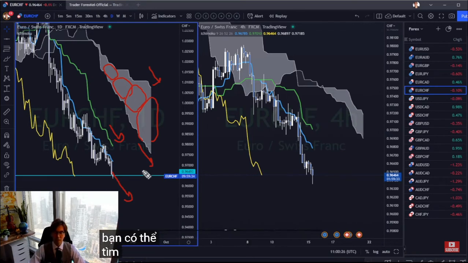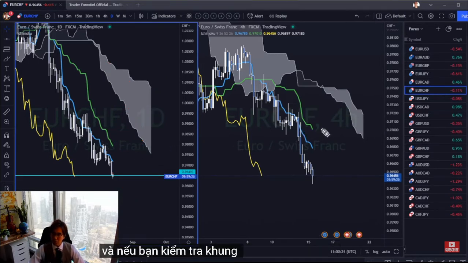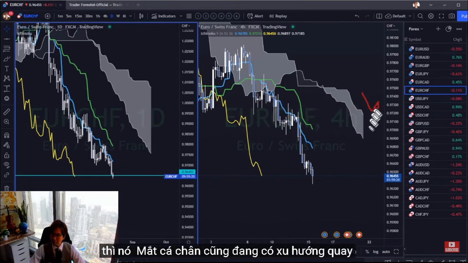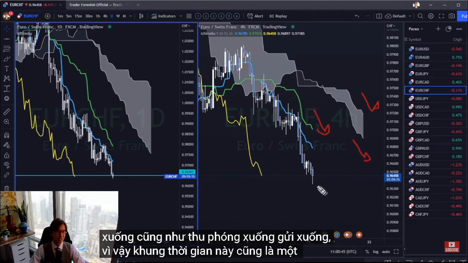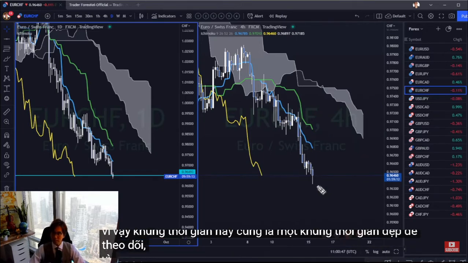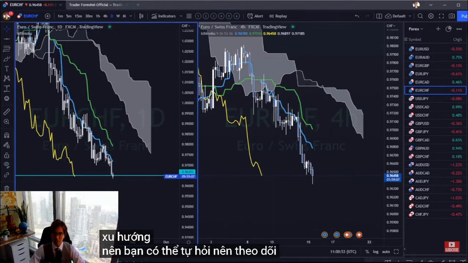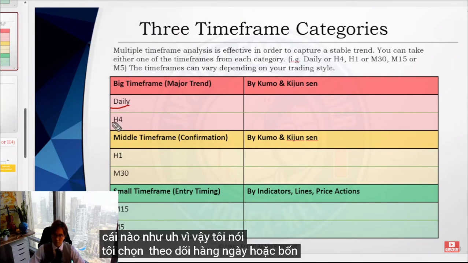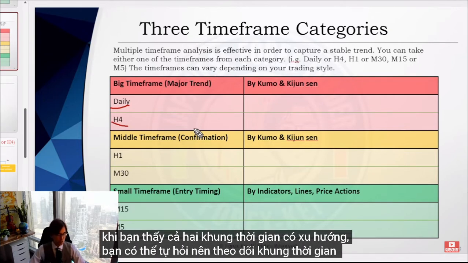You can look for the confirmation based on the 1 hour or the 30-minute time frames. And also, if you check the 4-hour time frame, it's also downtrending. Senko span B down, A down, Kijun Sen down too. So this one is also a nice time frame to follow. In this case, both time frames are trending, so you may wonder which one to follow.